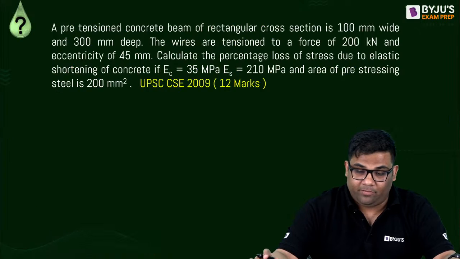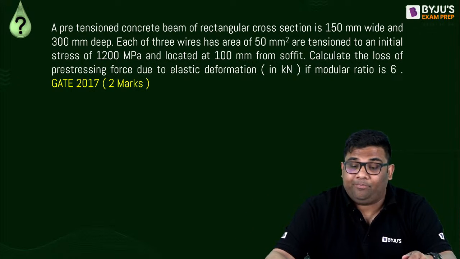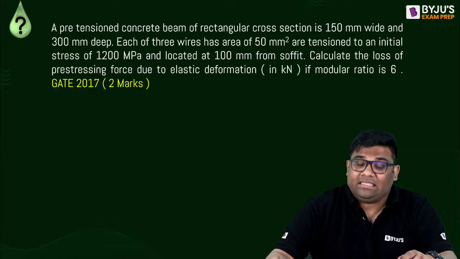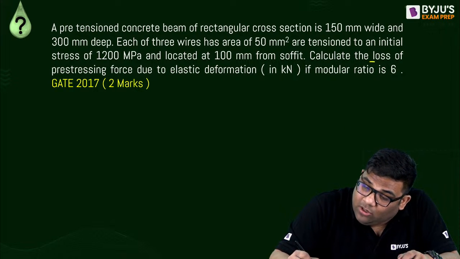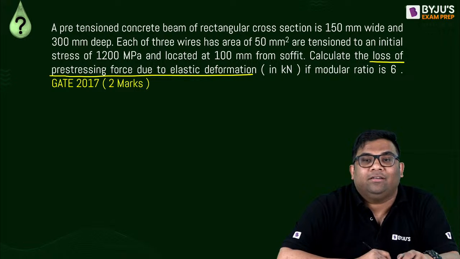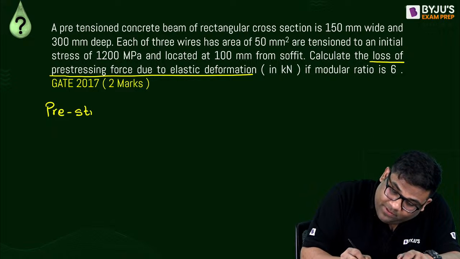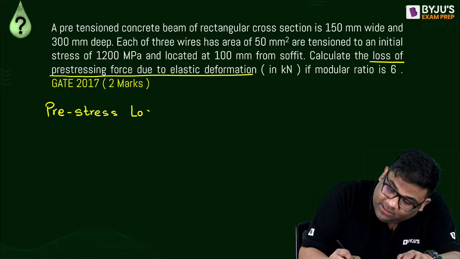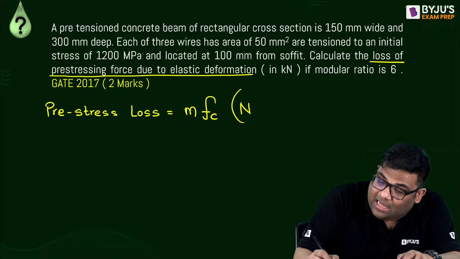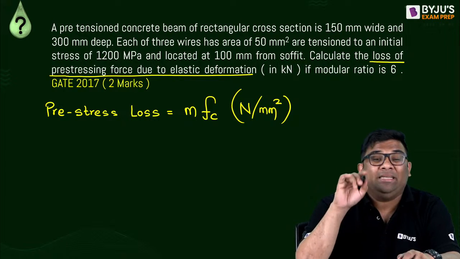Now you solve a question for me. This was a 2 mark question in GATE 2017. What is asked? The question asked is the loss of pre-stressing force due to elastic deformation. What was the pre-stress loss formula we studied? It was just m into fc, but that answer was in stress, so Newton per mm square. This was pre-stress loss.